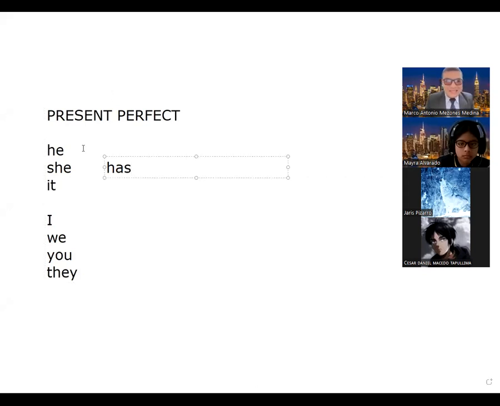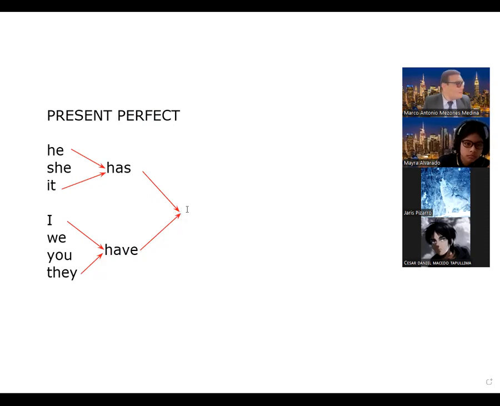He, she, it, I, we, you, and they work with the verb has and have, in different places, right? He, she, it, with has. I, we, you, they, with have. But what is the meaning of has? What is the meaning of has or have? Any volunteer? ¿Qué significaba has? ¿Qué significaba have? ¿Algún voluntario?